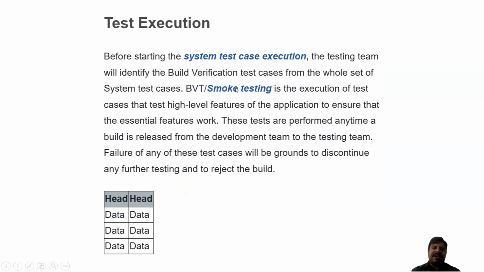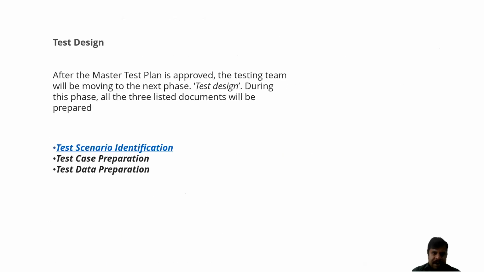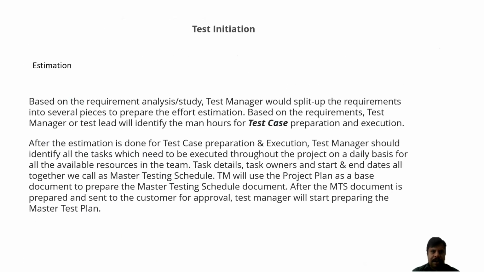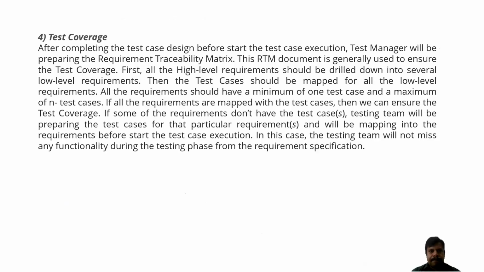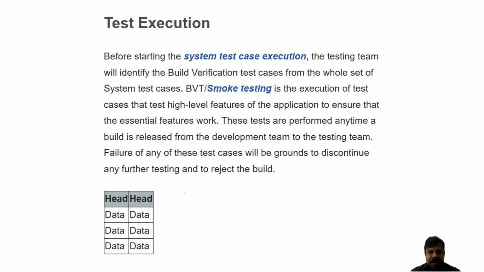Okay. Next, test execution. After the above two steps, that is test design as well as test estimation, the next step is the test execution. In test execution, the testing team will identify the build verification test cases from the old set of system test cases. BVT means build verification test cases.